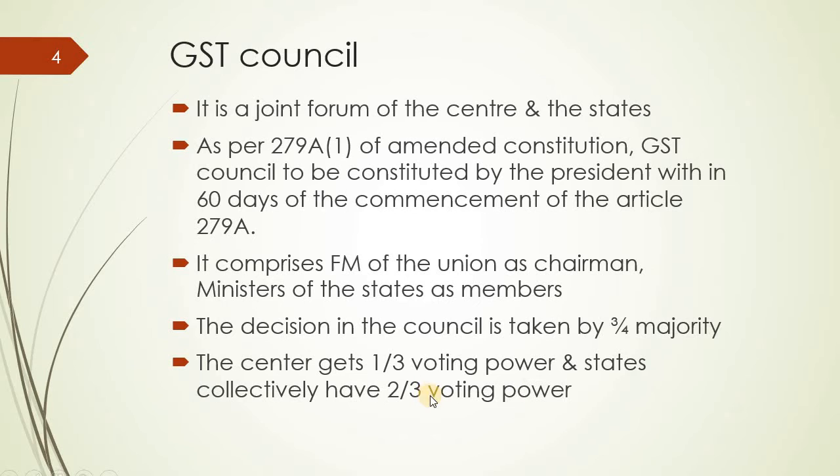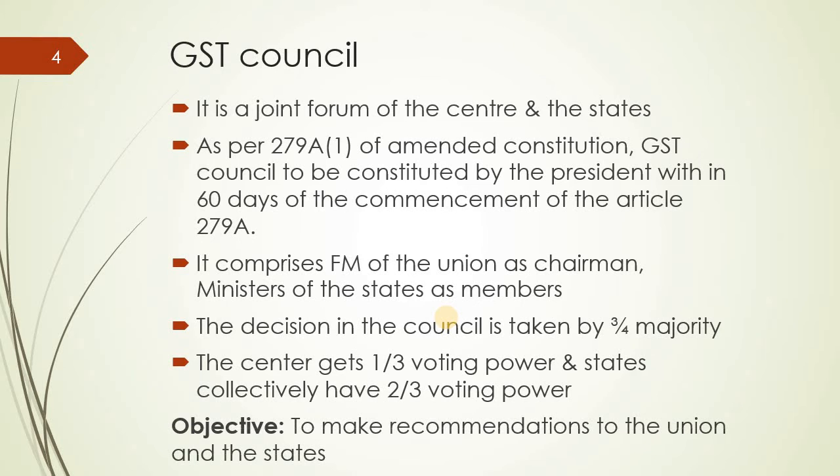Then the center gets 1/3 voting power and the states collectively have 2/3 voting power. So total voting power is divided between the center and the state. The central government has 1/3, that is usually 33.33%, and the remaining 66.6% will be in the hands of the state governments.